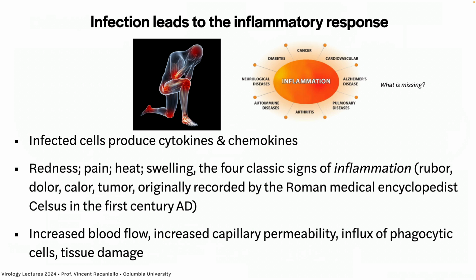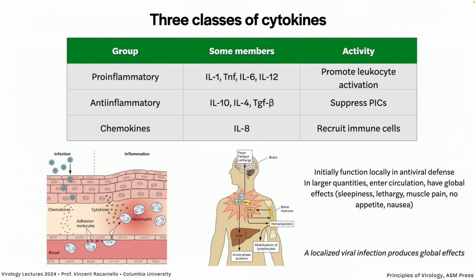So this is what happens during an infection, and sometimes you can see it. So if you have an upper respiratory infection, all those signs and symptoms you get, or the symptoms you feel, are a consequence of inflammation. We recognize three different kinds of cytokines. There are pro-inflammatory cytokines, which cause all these signs of inflammation, like IL-6, TNF, IL-1, IL-12. Those are famous pro-inflammatory cytokines.